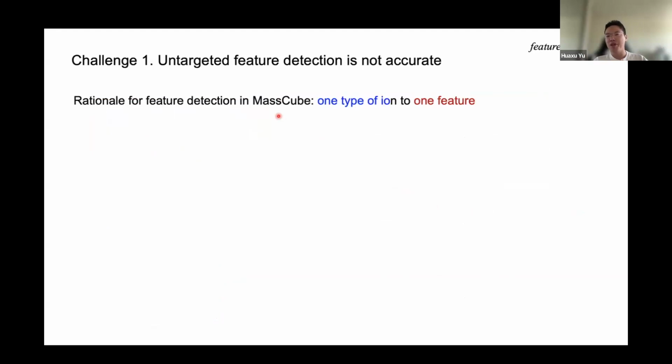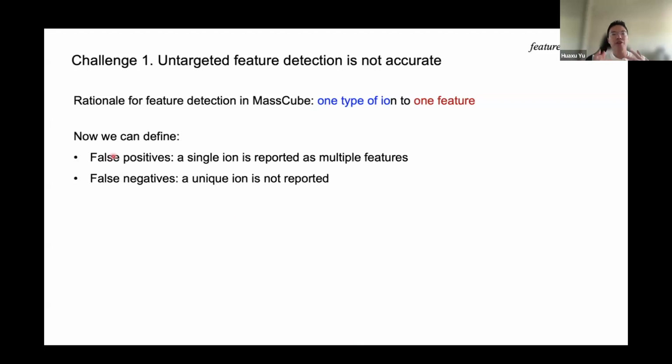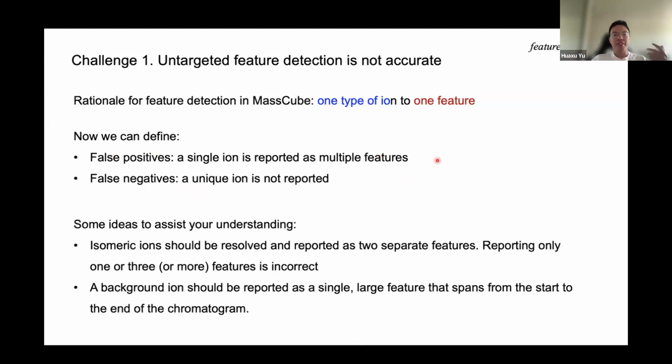A feature is characterized by a unique pair of m/z value and retention time, so this m/z and retention time should correspond to just one chemical. Then we can define a false positive, which means a single ion is reported as multiple features, and a false negative, which means a unique ion is not reported. In this case, we are able to define what is a false positive and what is a false negative, so then we can do some benchmarking.